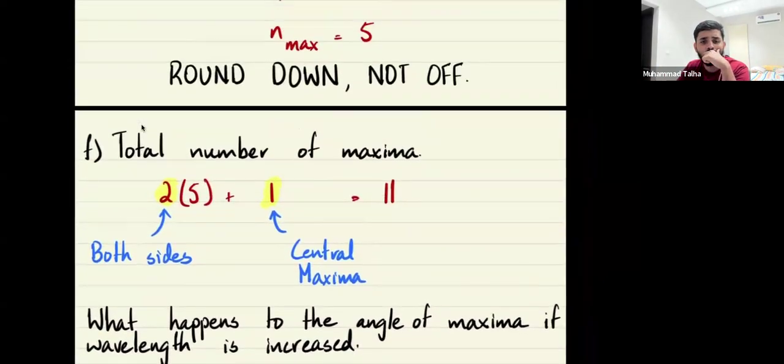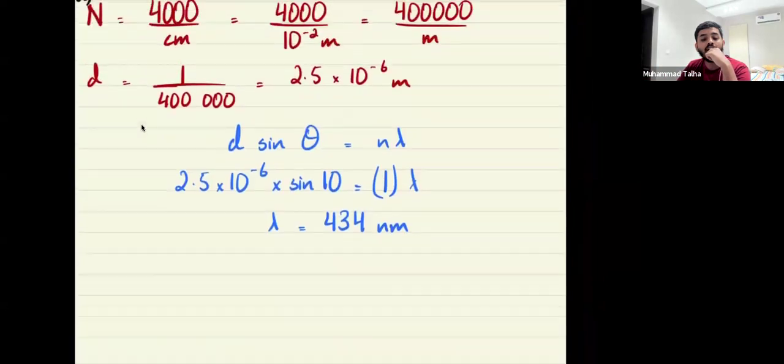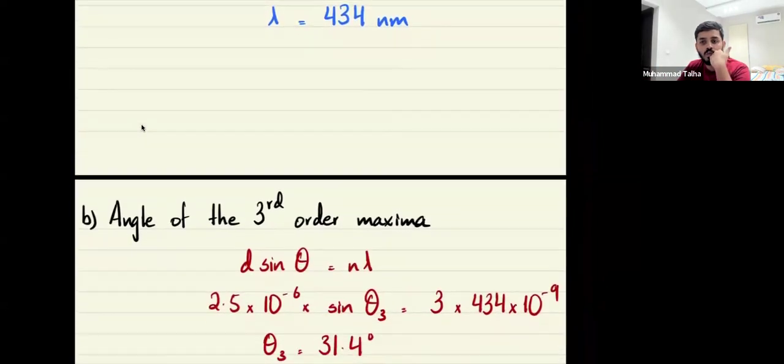Can I explain part B? What was part B? Look, the angle of the third order maxima, right? So I want to find the angle that the third order maxima makes. If it says third order, this means n equals 3. Everything else I really need, I have. So I just substitute it into the equation, and I want to find this theta 3.